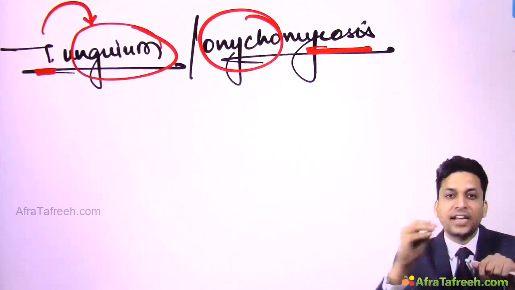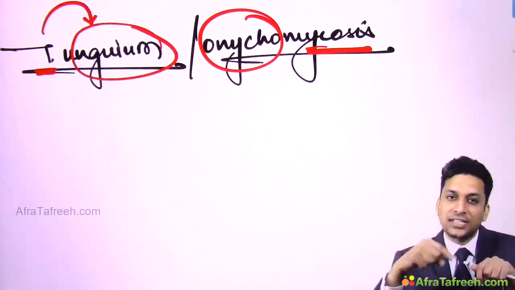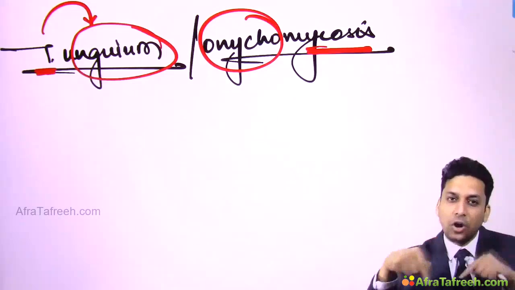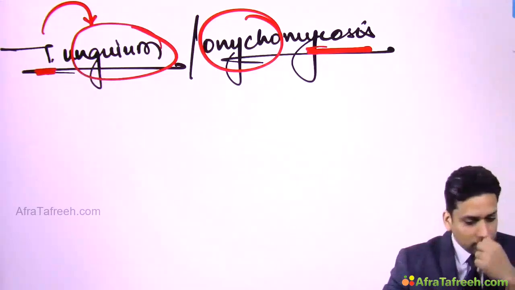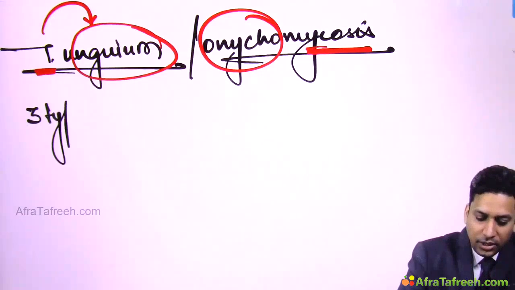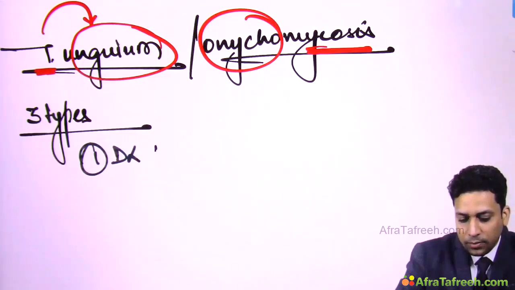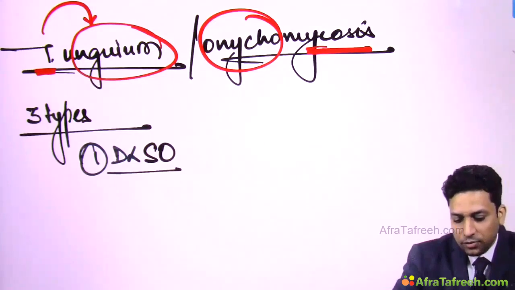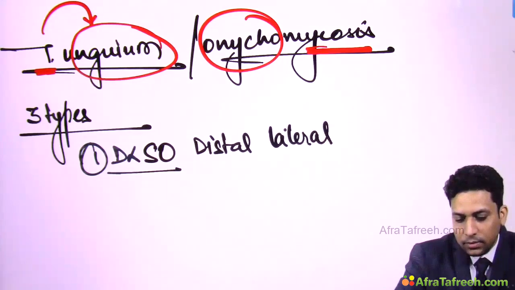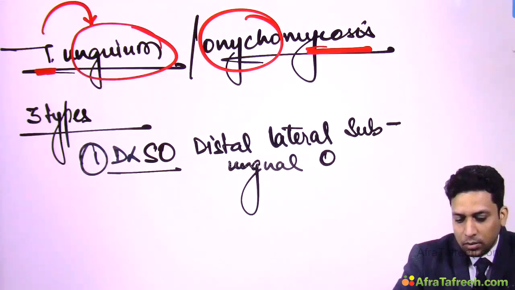Sometimes what happens, candidal infection of the nail occurs. So that is candidal onychomycosis, that is the non-dermatophytic onychomycosis. Now there can be three different types of onychomycosis. First one is known as DLSO, which stands for distal lateral subungual onychomycosis.